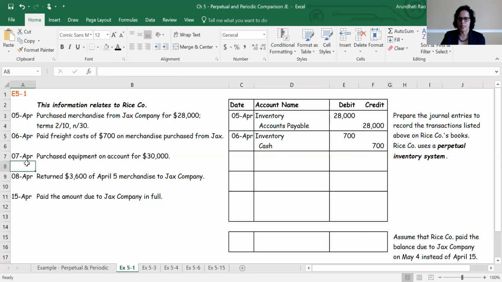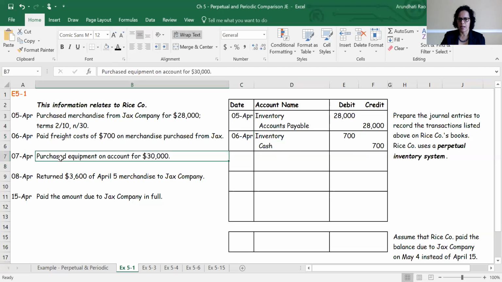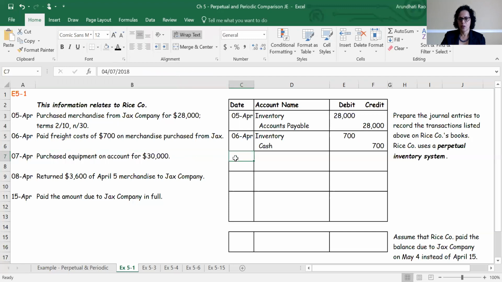Then I'm told on April 7th, I purchased equipment on account. Again, this is a credit transaction. I will pay $30,000. The equipment, what type of account is this? What do I intend to do with it? If I intend to resell it, it would be called inventory. Since it's not called inventory, it means it's an asset I intend to keep with me. So we'll see how this journal entry is different. I write the date again. The account I'm going to debit is equipment. This is property, plant, and equipment that's going to stay on my balance sheet, and that's $30,000.